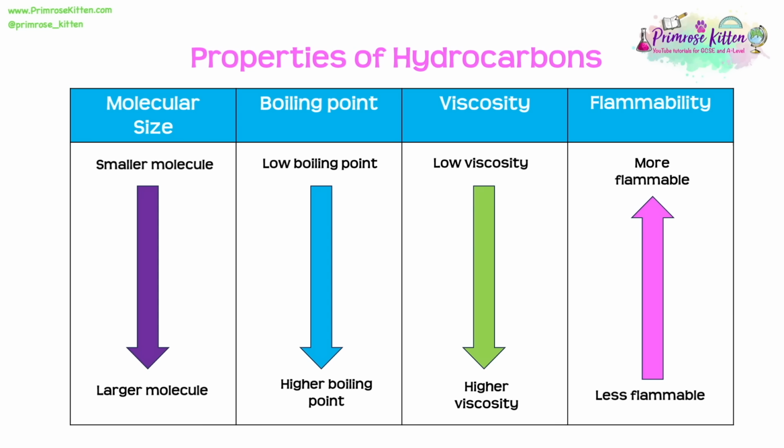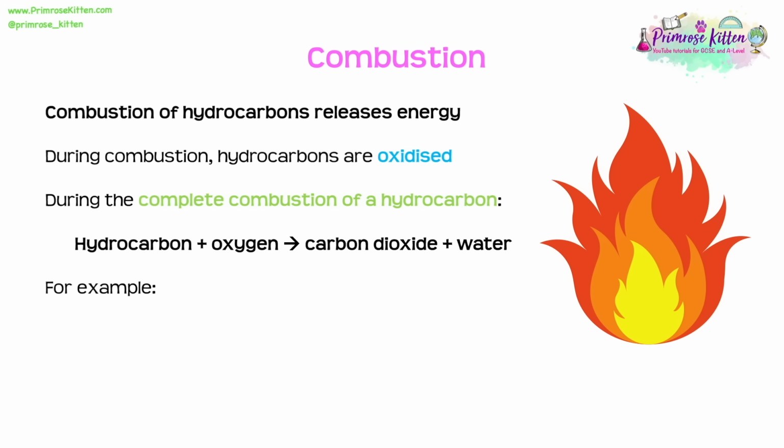So we need to know that as the molecules get larger, the boiling points increase, the viscosity also increases, but the flammability decreases. This applies to both the alkanes and the alkenes, so we should be really familiar with these properties. Combustion of hydrocarbons releases energy. During this combustion process, hydrocarbons become oxidized.